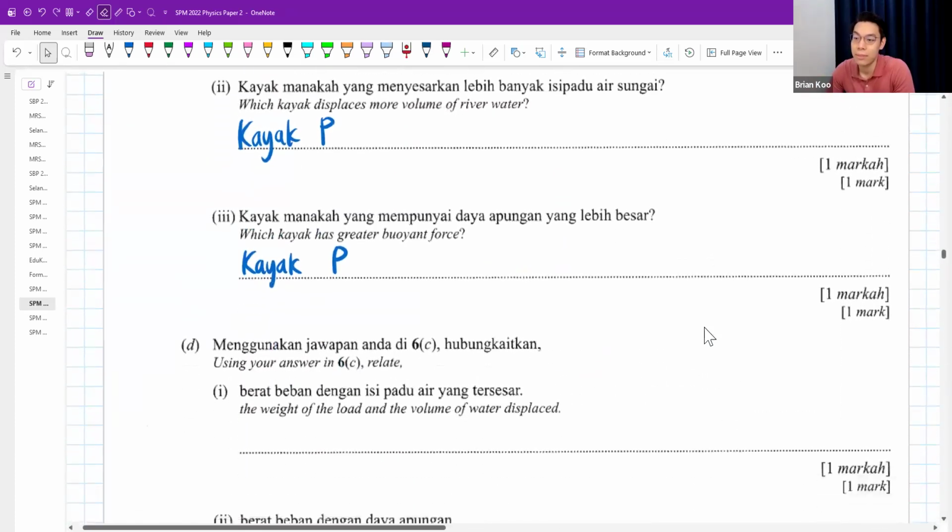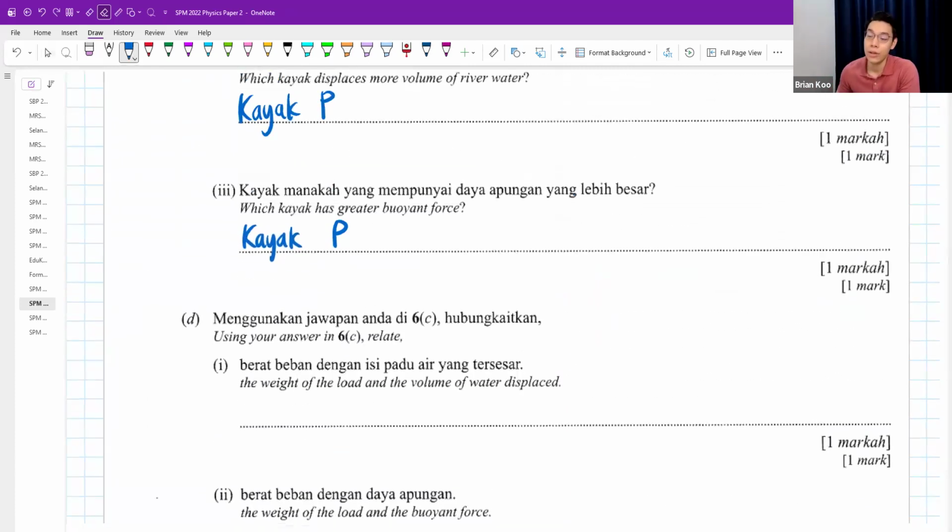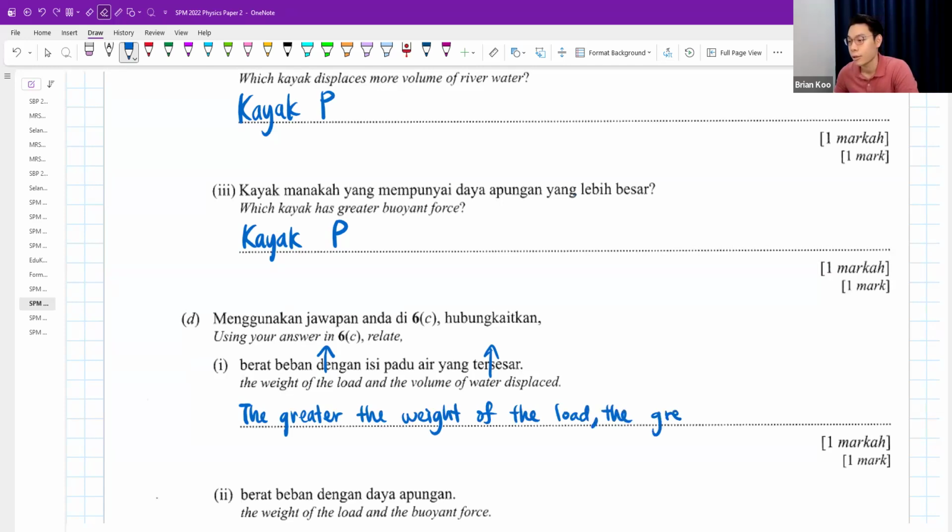Using your answer in question 6C, relate the weight of the load and the volume of water displaced. If you are heavier, you will sink deeper. You will displace more volume of water. The greater the weight of the load, the greater the volume of water displaced.